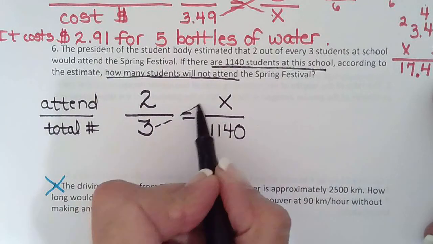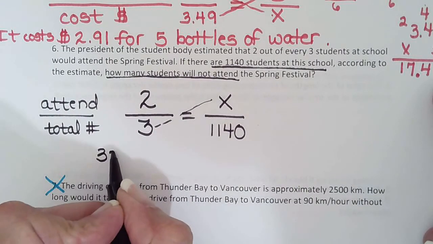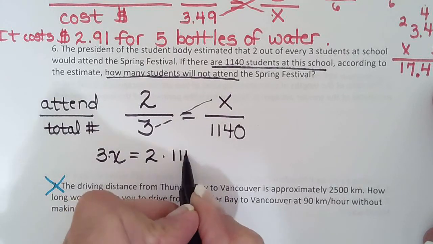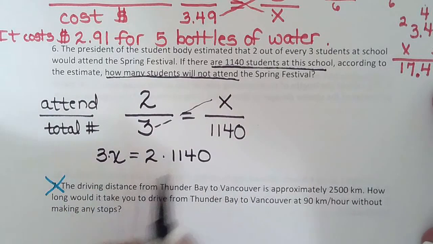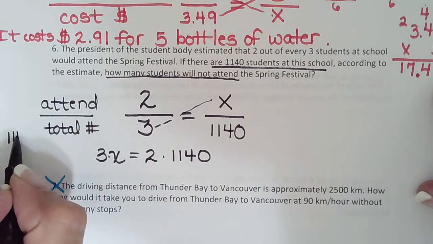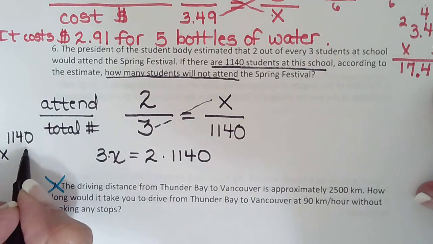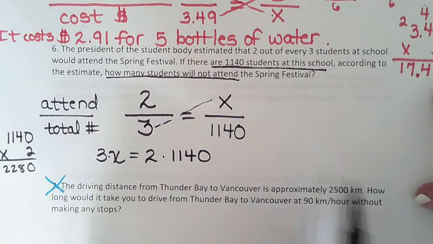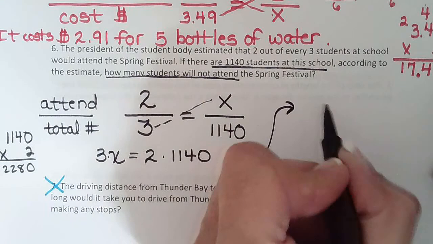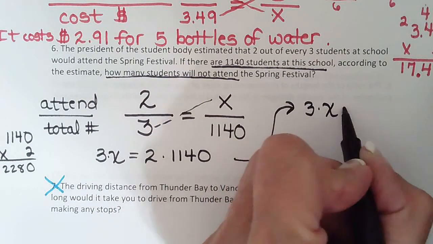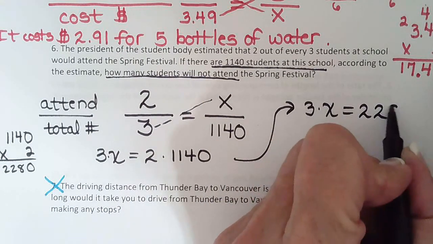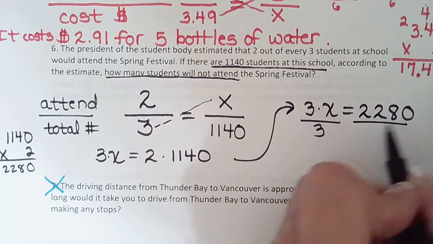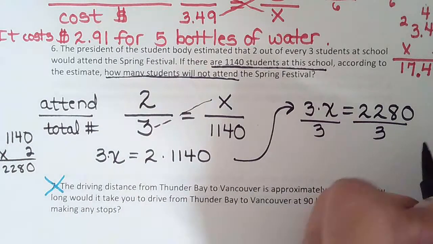So let's do our little algebra. So 3 times x equals 2 times 1,140. And let's do 1,140 times 2 over here. So it looks like 2280. So 3 times x equals 2280. Divide by 3.